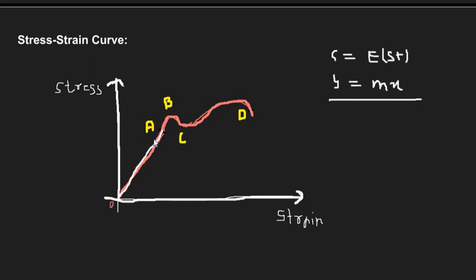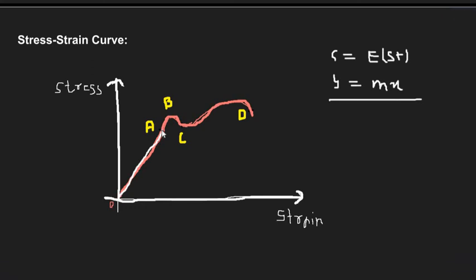Now this point A is called the proportional limit. I will call this point A the proportional limit. This is the limit up to which the proportion is obeyed, the Hooke's law proportion is obeyed. Now look, you are adding further weight. For example, you are adding further load.